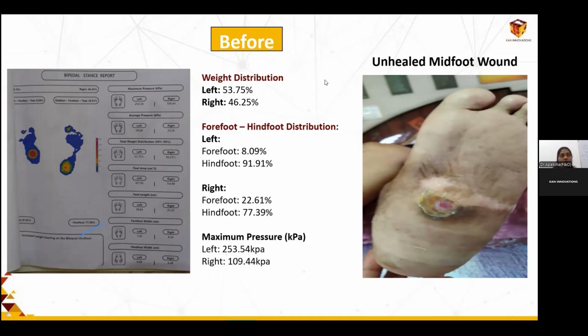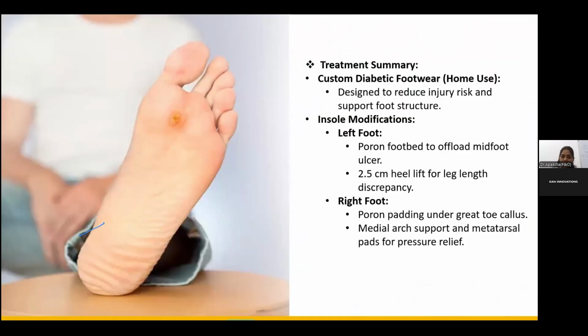Any questions? On the right side, his forefoot weight distribution is 22% and his hindfoot weight distribution is 77%, which is also hampering him, leaning more on his heel side. His maximum pressure on the left is 253 and on the right side it is 109 kilopascal. We can clearly see his wound here, which is protruding and is an ulceration. Let's move on to what treatment we planned for him.